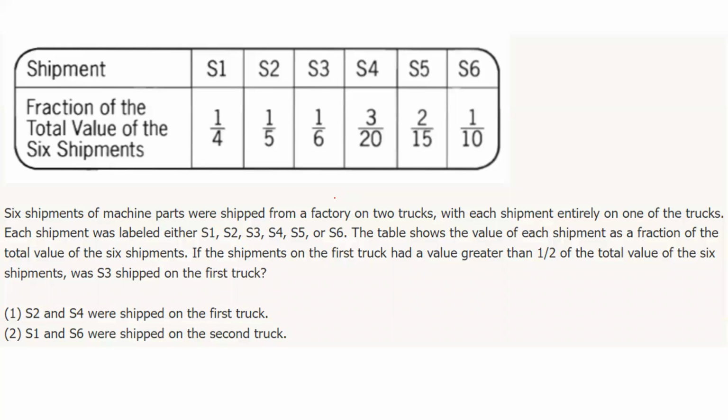Hi everyone, in this video we are going to focus on this particular question. The question says that we have 6 different shipments, and each shipment's fractional value is given to us through this table. Now the given condition is that in the first truck, the value will be greater than half. And we have to figure out whether S3 will be in the first truck or not.